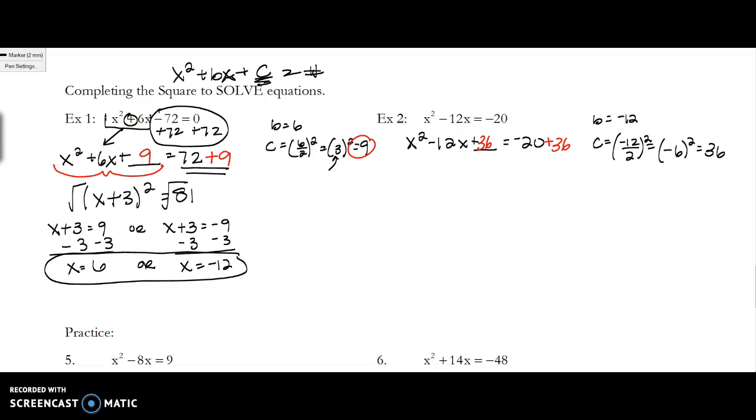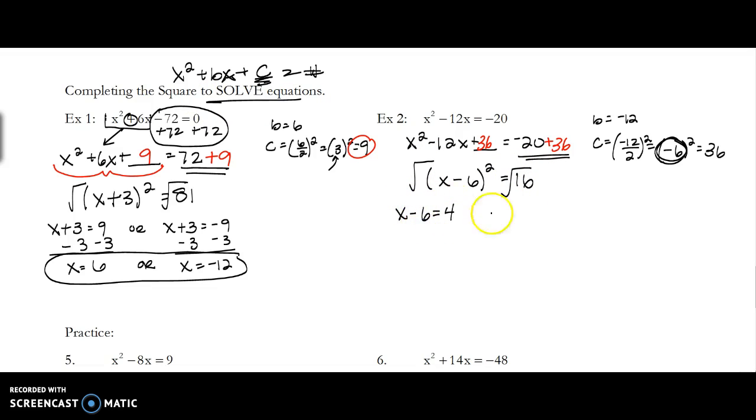When we do this, our perfect square trinomial is going to be x minus 6 squared equals negative 20 plus 36 is 16. So again, to solve this equation, we have to square root. So we would have two equations, x minus 6 equals 4, because the square root of 16 is 4, or x minus 6 equals negative 4.